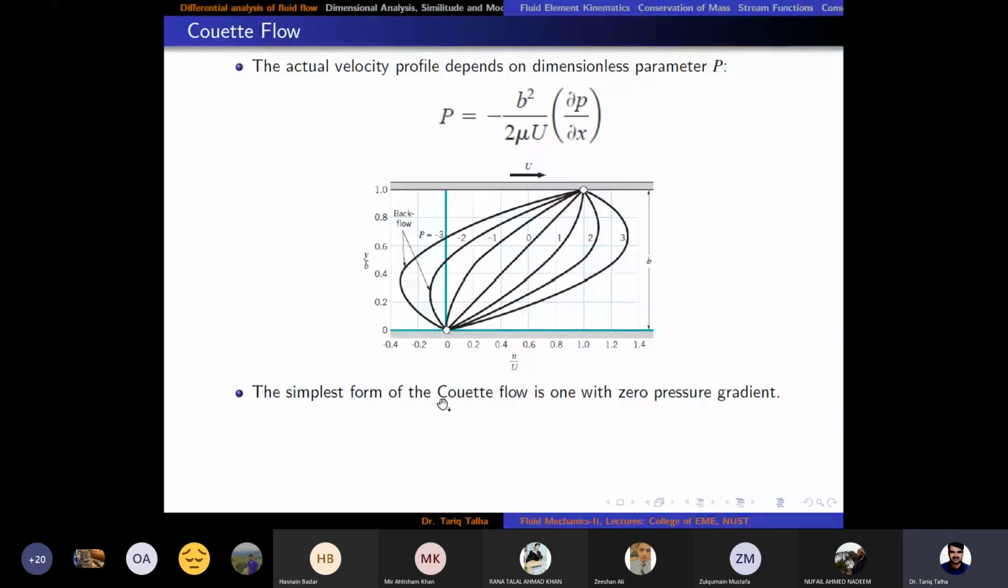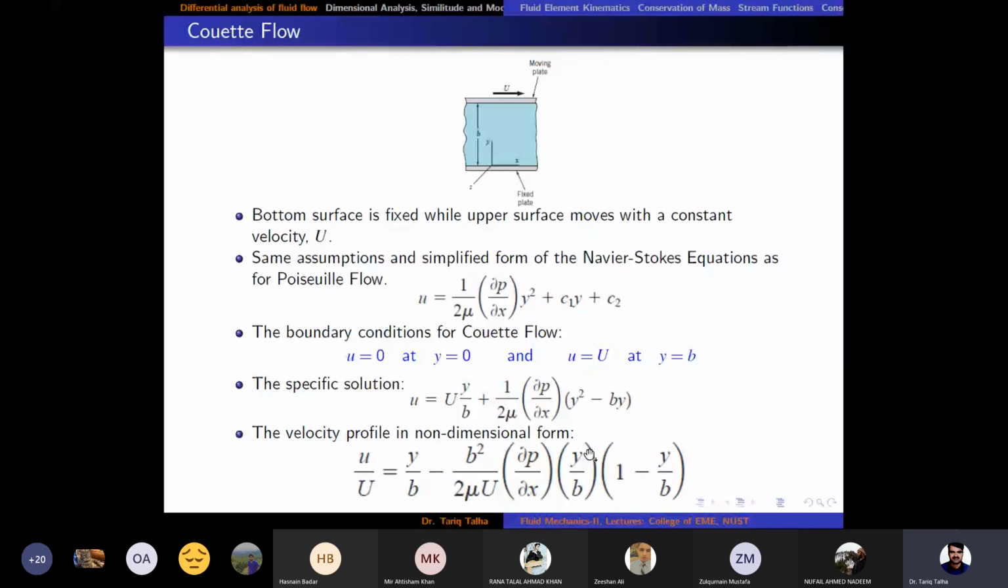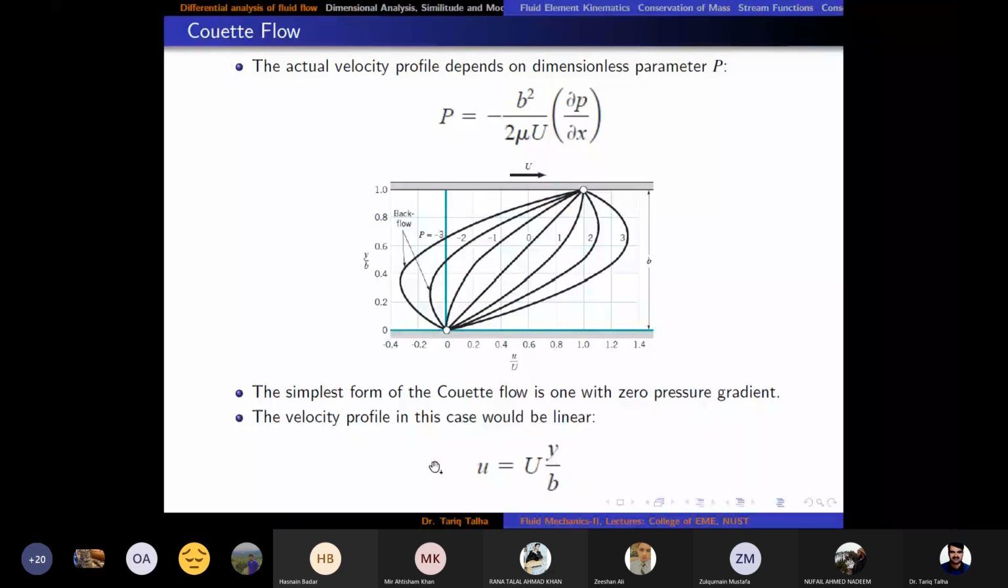So the simplest form of the Couette flow is one with zero pressure gradient. The line which is a straight line here is showing p parameter equal to 0. That is the simplest case, and in that the velocity profile is just, if you see this equation, if the second term is equal to 0, then u is equal to y upon b into capital U. So this is the velocity profile in this case, which would be linear. These were the two cases which we needed to discuss in chapter number 6.